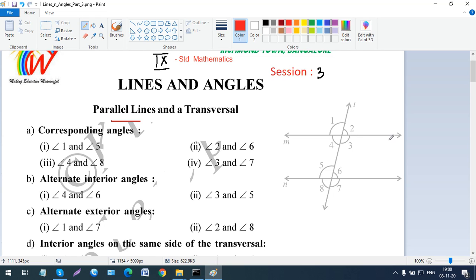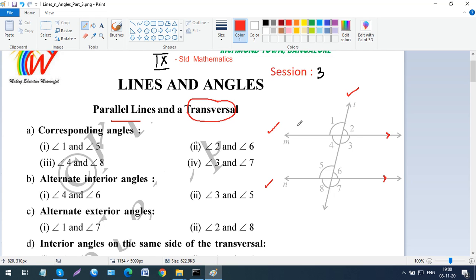Look, however much you extend these two lines, M and N, on both sides, they are never going to intersect each other. These are called parallel lines. And if there is a line which intersects both these lines, like line L, where M and N are parallel. Usually we denote parallel lines in a figure by putting an arrow like this. This says that these two lines are parallel. And a line which intersects these two lines is called a transversal. So here line L is the transversal.